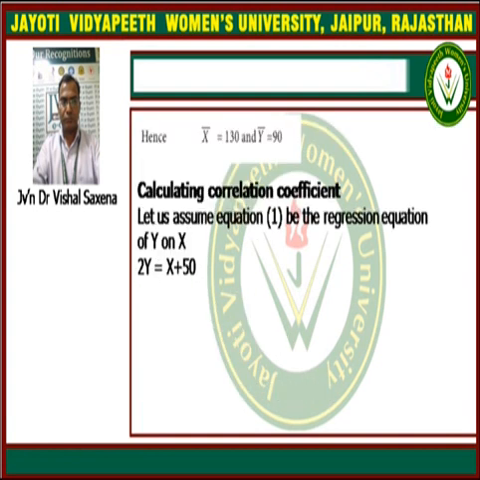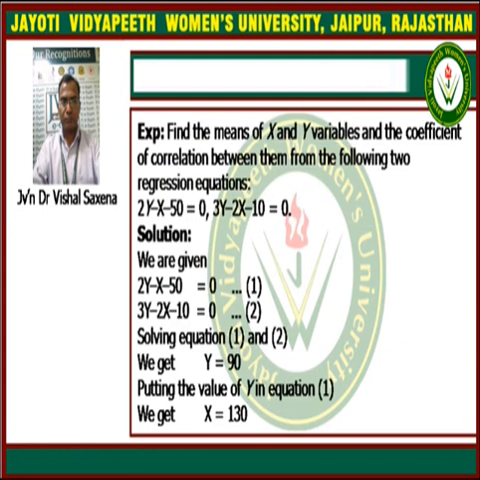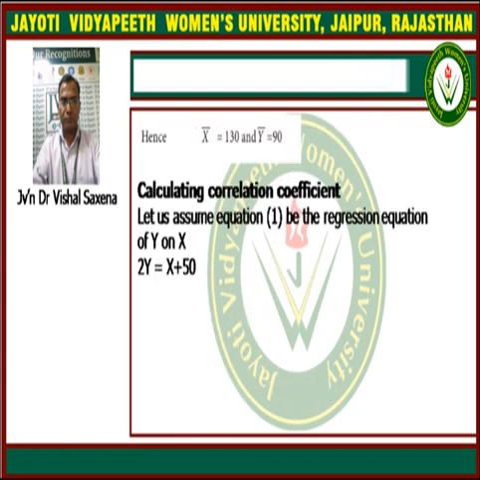As we all know, the mean values x bar and y bar will satisfy the regression lines. Therefore, these values of x and y will also be the values of x bar and y bar. So that means x bar is equal to 130 and y bar is equal to 90. Next, to find the correlation coefficient and the regression coefficients, we have to consider the two given lines of regression. One is of y on x and the second is the line of regression of x on y.